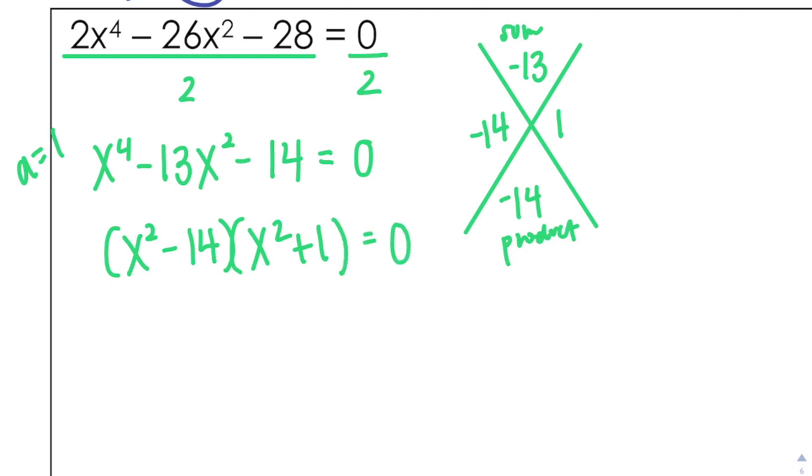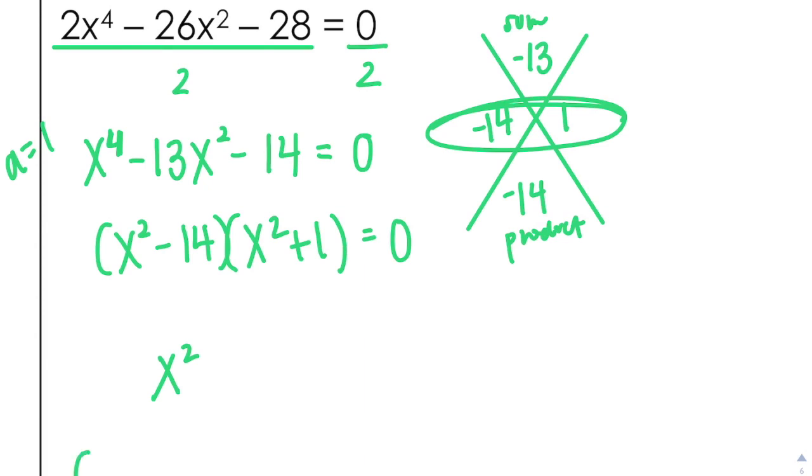Now I got the negative 14 and the 1 from over here when I set up my x because a was 1. X squared because it was x to the fourth power. So when it splits up, it becomes x squared and x squared. Just like x squared splits up into x and x, x to the fourth is going to be a little bit different. And now that I have this factored, now I can solve.